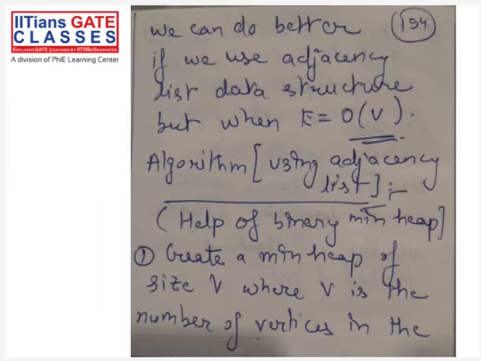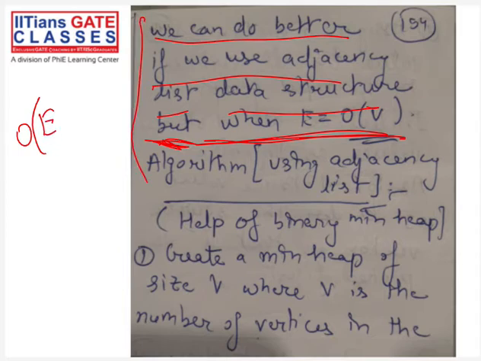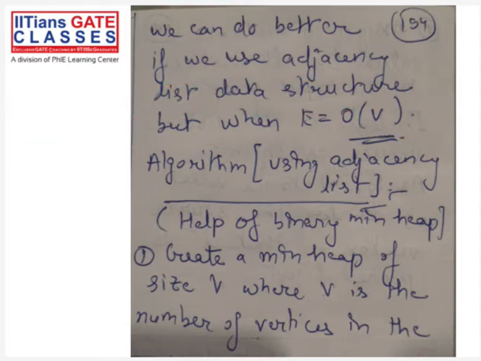Now we are going to see if we can do better. We can actually do better if we use adjacency list. But when edges are this much, I'll tell you why. See, let's try and get some intuition as to how this thing will be correct. Then we'll go deep into the algorithm and how things are actually done. Okay, let's try to get some intuition out of it.